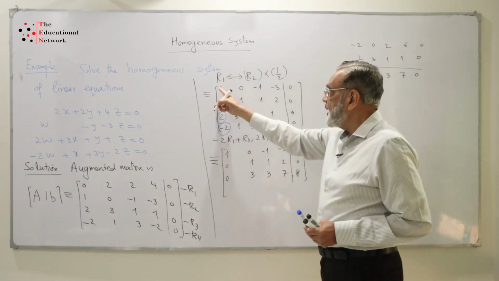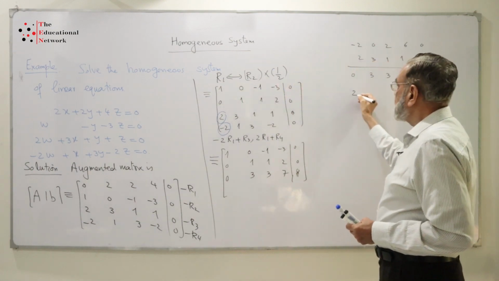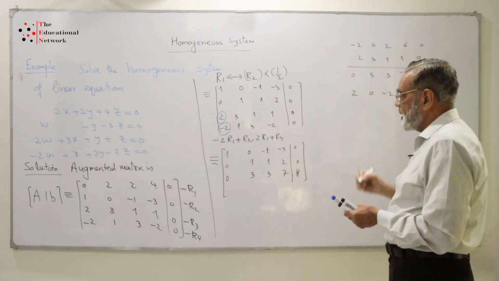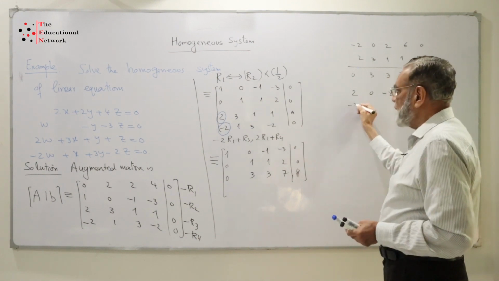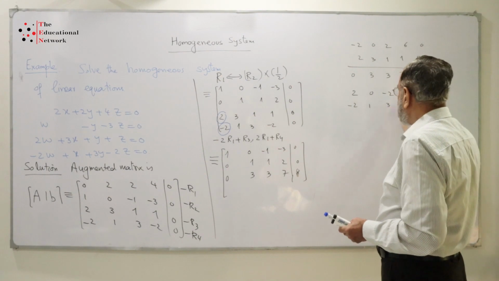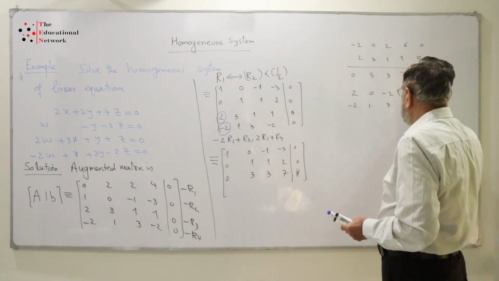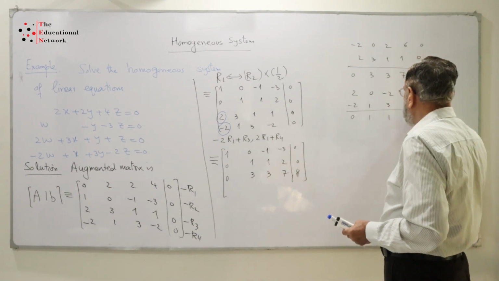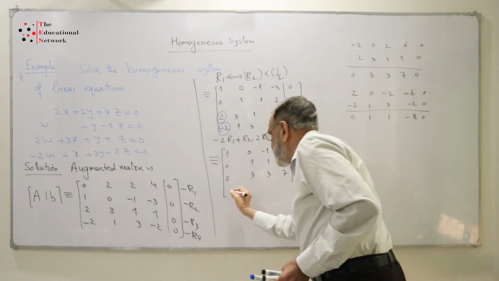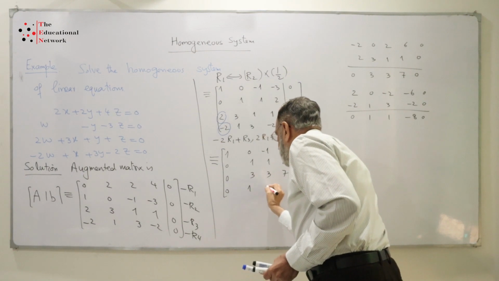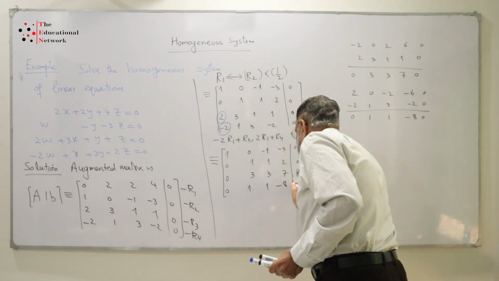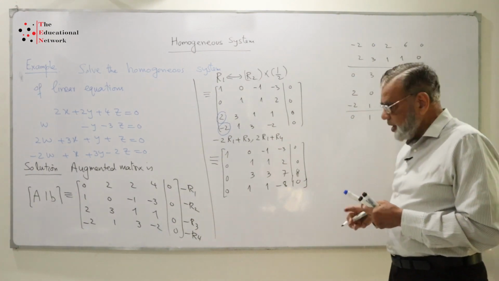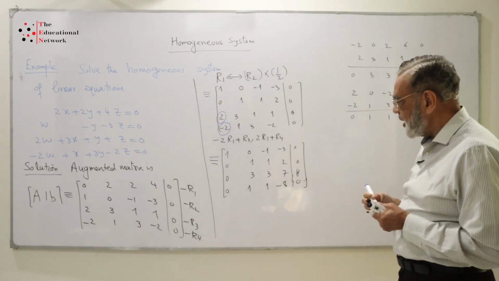Now the last row. I multiply by 2 to get 2, 0, minus 2, minus 6, and 0. And my R4 is minus 2, 1, 3, minus 2, and 0. We add them and get 0, 1, 1, minus 8, and 0. So I can write this as 0, 1, 1, minus 8, and 0. This is my new R4.